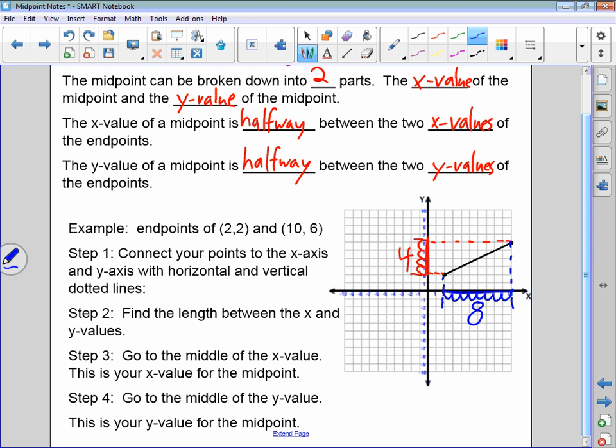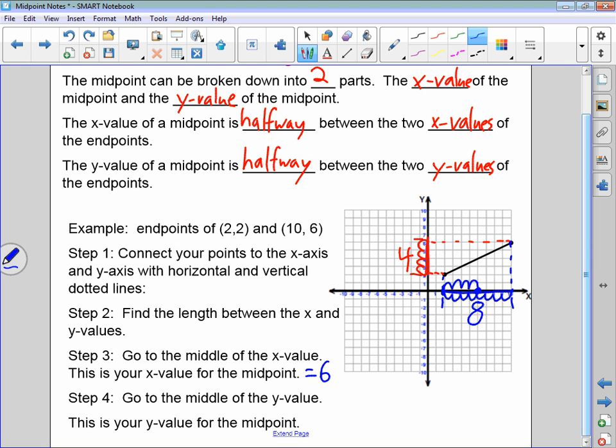And now what I need to do is find the middle of the x value and the middle of the y value. So if I go to the middle of the x value on my blue line here, 8 is all the way. I have to cut that in 2, so I would go to 4 over. 1, 2, 3, 4. And this is going to be my x value. It was at 2, 3, 4, 5, and 6. The x value is 6.